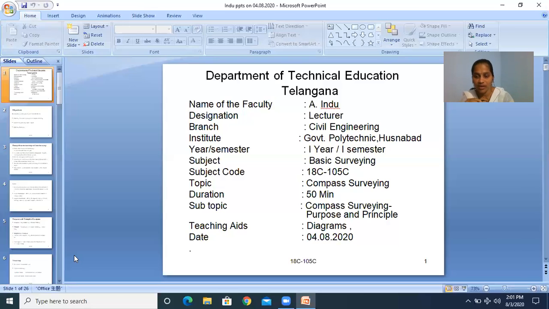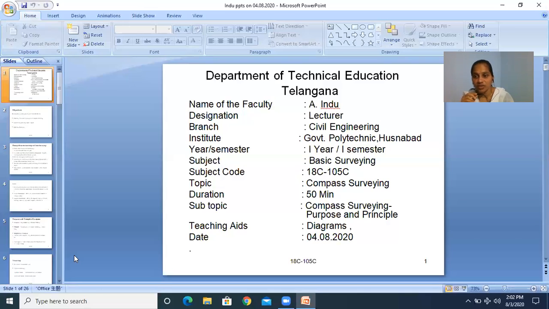Before chain surveying, we discussed the introduction to surveying. In that, we discussed different classifications of surveying based on four things: based on the instrument used, based on the methods employed, based on the objects of surveying, and based on the nature of the field. Based on the instrument used, there are different types of surveying: chain surveying, compass surveying, plane table surveying, etc.